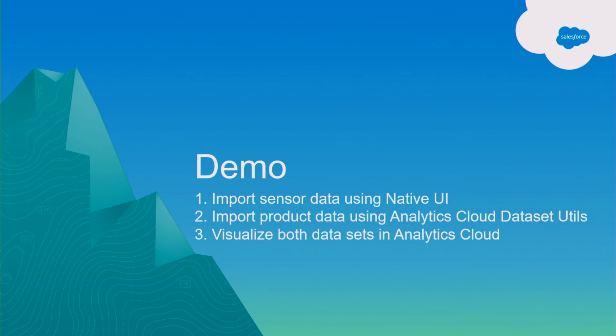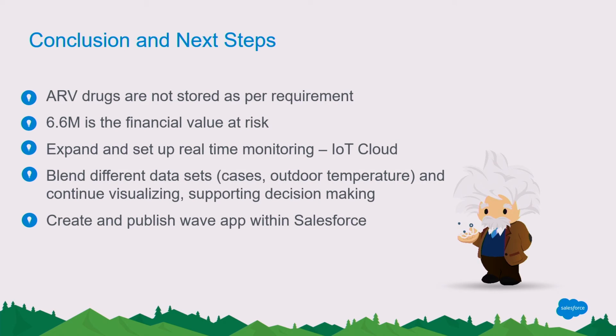So what can I conclude from this? The ARV drugs are obviously not stored as per the requirement. This financial value of 6.6 million of my inventory is at risk, at least for that 3 weeks period. And so the only way to go further and make sure that the conditions are maintained is by employing something like IoT cloud, which is able to do real-time monitoring.